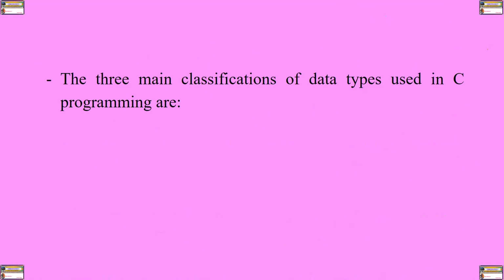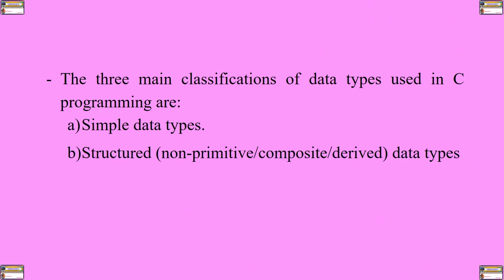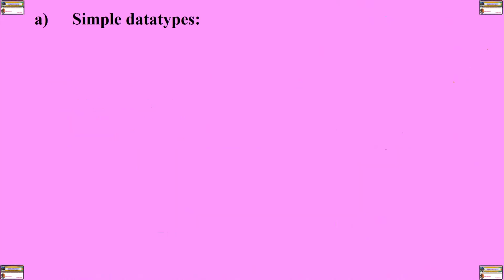So the three main classifications of data types that are used in C programming are what we call the simple data types, the structured data types, also called non-primitive, composite, or derived data types. And number three, we have what we call the user-defined data types.